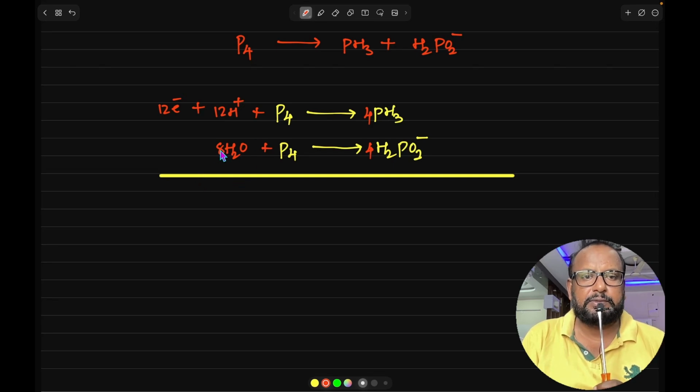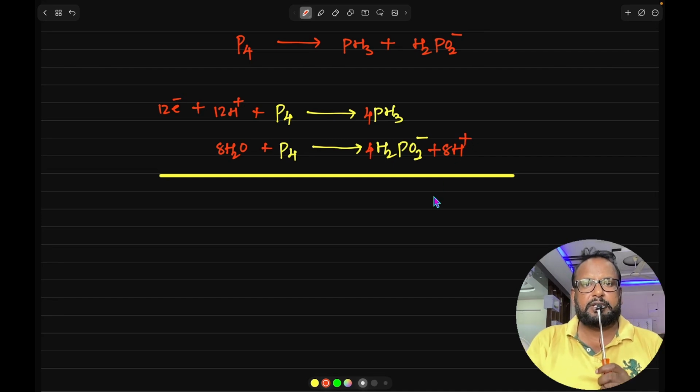Then I'll go for hydrogen. 16 hydrogens, I have got 8 here, I need 8 more. So 8 more hydrogens are added up here. Then we'll go for charges. 0 charges, I need 4 electrons to equalize charges. So because 4 negatives add 8 positives gives you 0 charges. So this is the balanced equation.